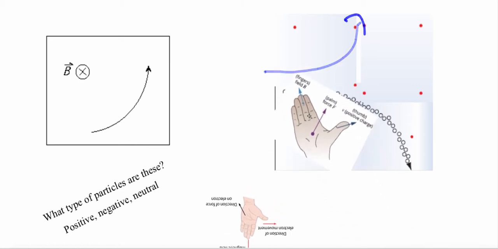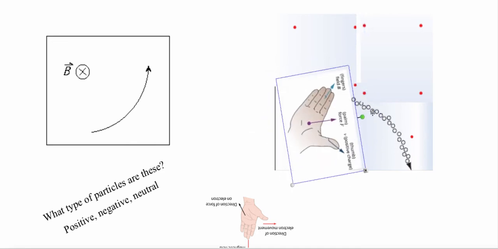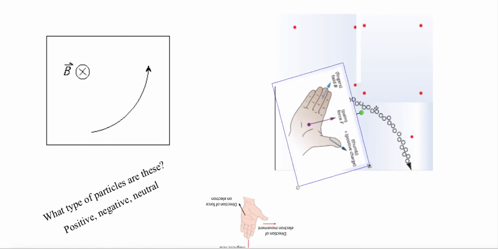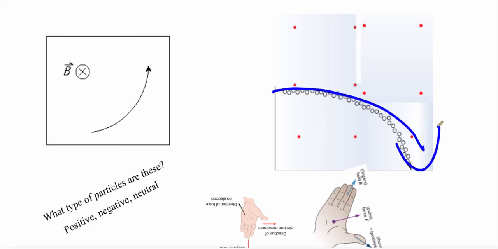So now let's try my right hand. So it's coming out towards us. So let's rearrange this. It's out of the page. My velocity is going that way. It's out of the page. So I'd have to point my hand towards me. And the force is going to be coming inward if we analyze that very closely. So this is following the path properly. So both of these end up being negative charged particles.